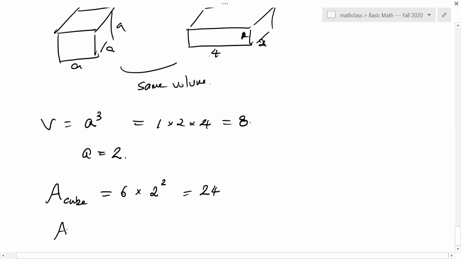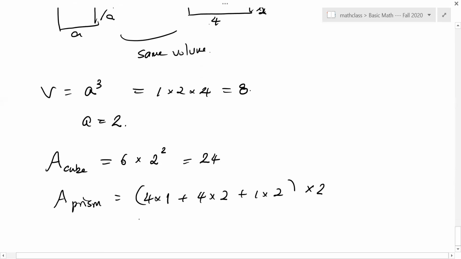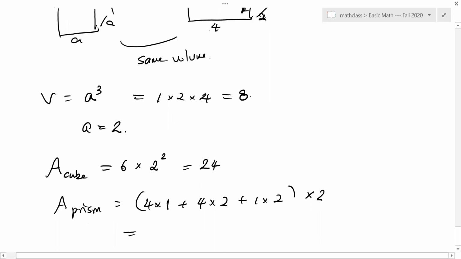Now, how about the surface area of the prism? The surface of the prism is a little bit complicated. So you have 4 times 1 plus 4 times 2, plus 1 times 2, and those are 3 faces, and you have 6 faces, so multiply by 2. Let's try to compute. It's 4 plus 8 plus 2.